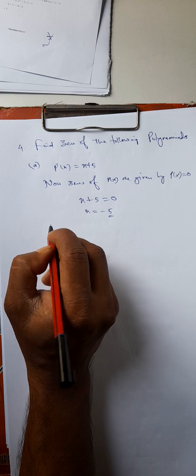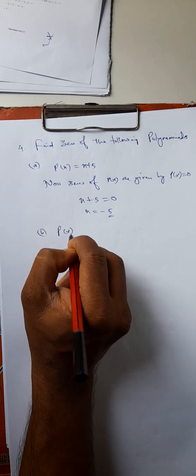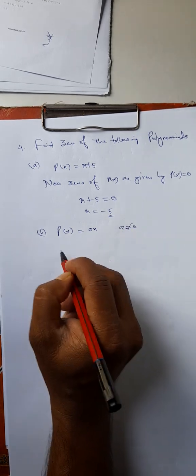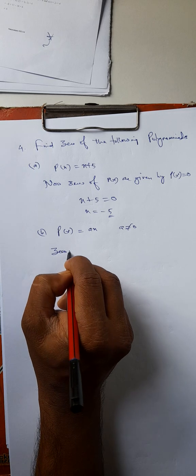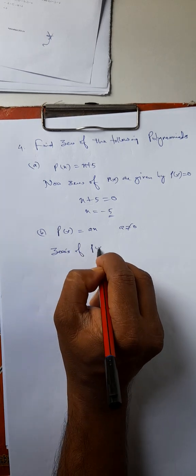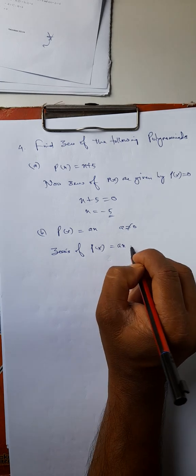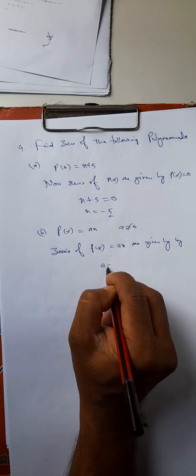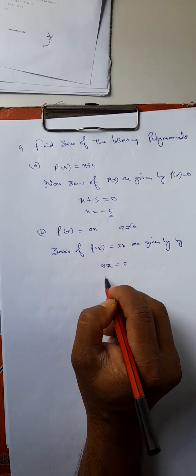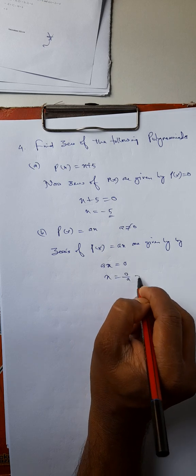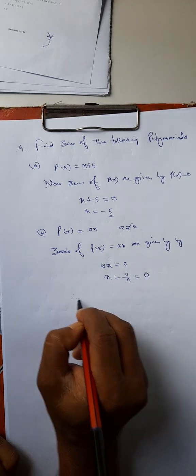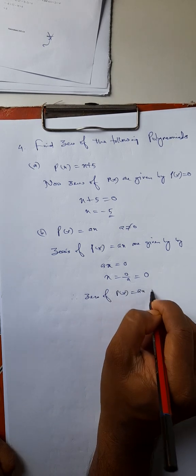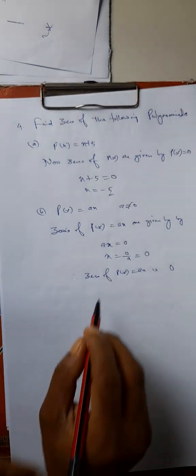Similarly, say for example, you are given P(x) equal to ax, a not equal to 0. Now zeros of P(x) equal to ax are given by ax equal to 0, x equal to 0 by a, means 0. Therefore zero of P(x) equal to ax is 0, right?